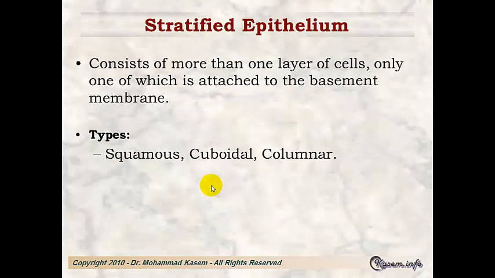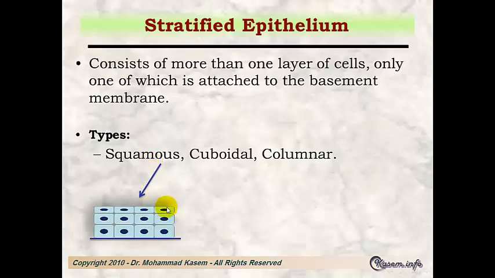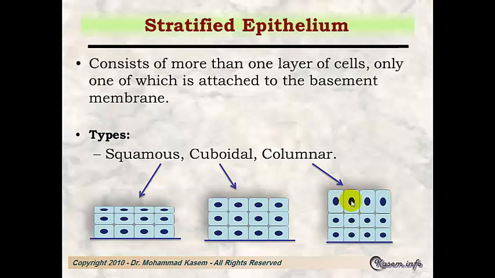The stratified epithelium consists of more than one layer of cells. The types may be squamous, flattened cells on top, or cubical, cuboidal cells on top, or columnar if the top layer are columnar cells.